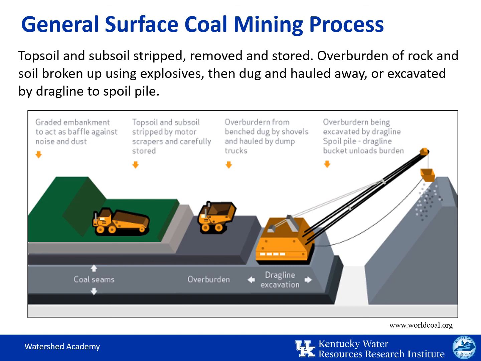The overburden of rock and soil is broken up using explosives, then removed using drag lines or by a mechanized shovel and truck. Once the coal seam is exposed, it is drilled, fractured, and mined in strips. The coal is then loaded onto large trucks or conveyors to be carried away to a coal preparation plant or for direct use.